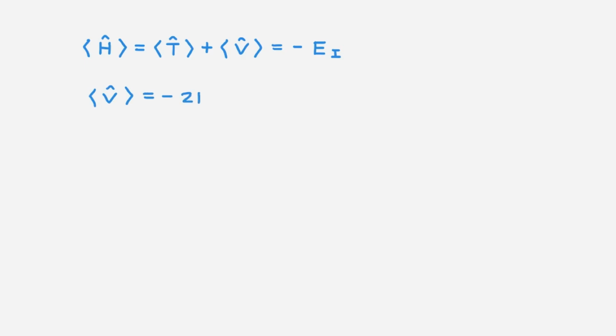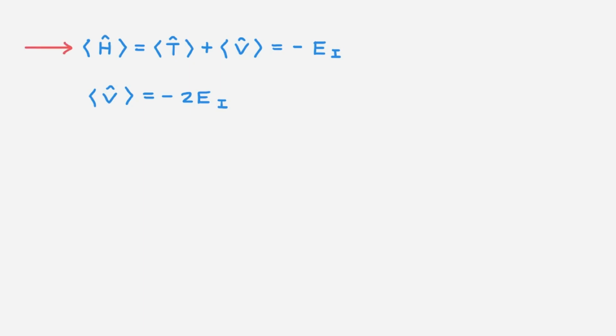So let's summarize what we have just found. First, we found that the expectation value of the Hamiltonian, which can be written as the sum of the expectation values of the kinetic energy and the potential energy, is equal to minus the ionization energy. Second, we've just found that the expectation value of the potential energy can be written as minus 2 times the ionization energy. From these results, we can now easily calculate the expectation value of the kinetic energy.